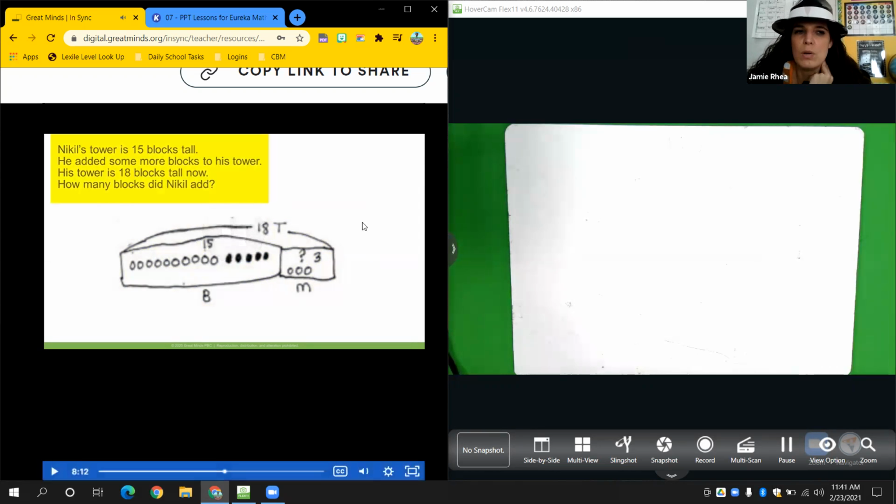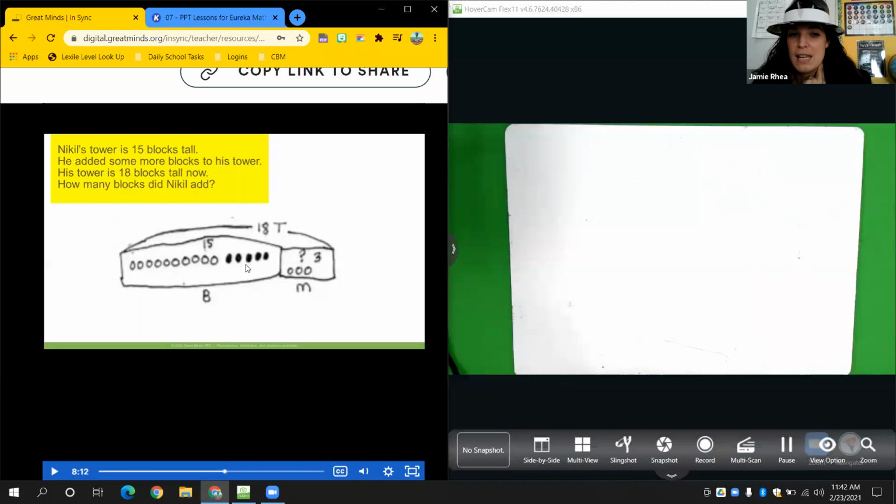Okay, so let's look at our word problem. It says Nikhil's tower is 15 blocks tall. Now, we know that that is just a part because we add some more blocks. So let's look. Here is 15 as a part. Then it says he added some more blocks to his tower. Well, here is where his mystery number is because we don't know how many he added. We do now because we've solved it, but at the time we only had a question mark.